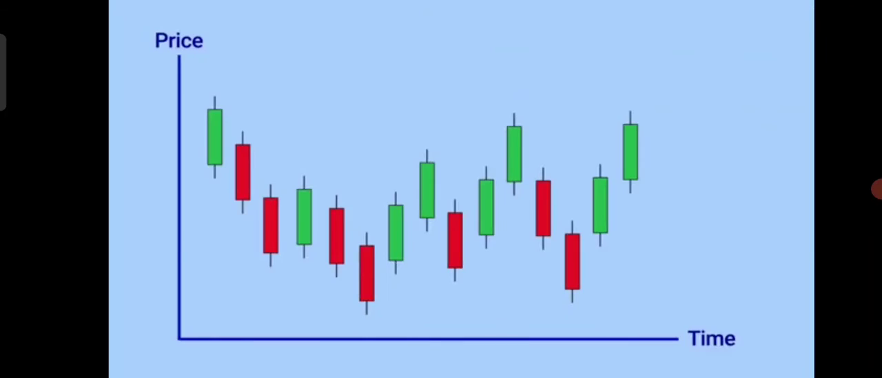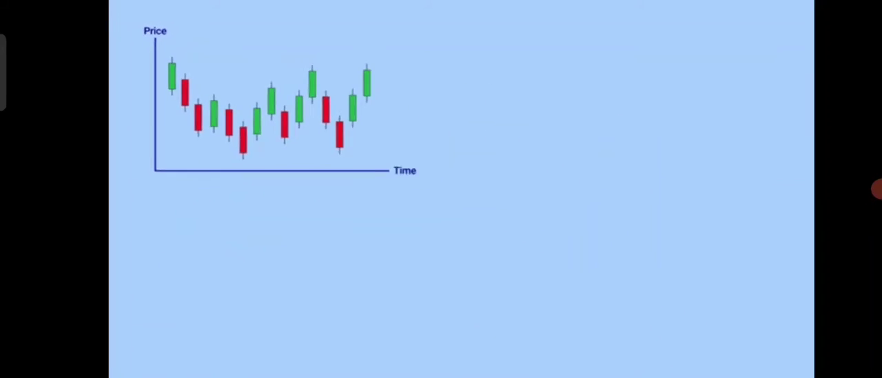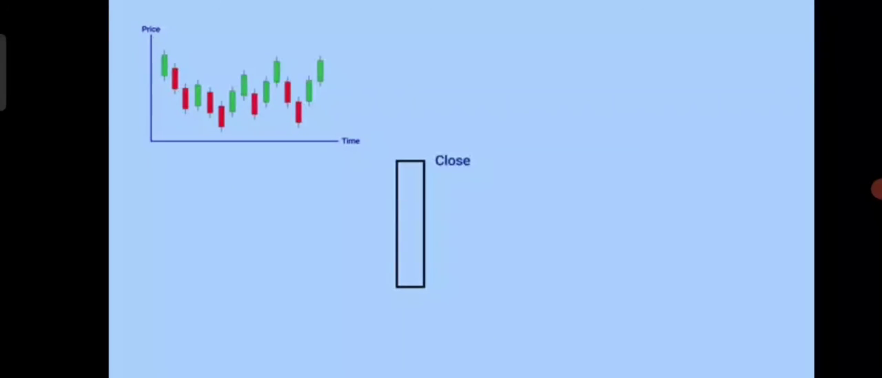Now I will go deep into candlestick analysis later. In this section, I am just going to briefly give you an idea of how a candle is formed. You might see a green candle or a red candle when you are looking at a candlestick chart. If the close of the day is higher than the open of the day, you get a green candle. If the close of the day is lower than the open of the day, you get a red candle.